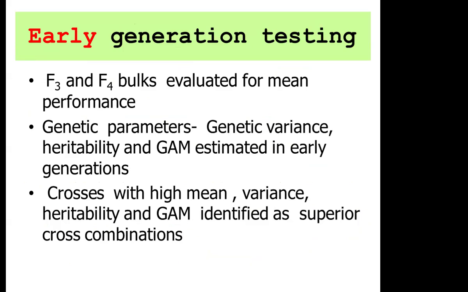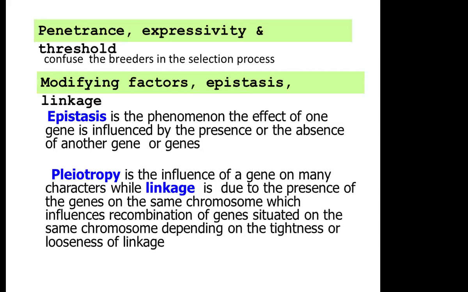Next slide. Next slide. And these are some of the genetic phenomena which confuse the breeders: penetrance, expressivity and threshold. These confuse the breeders in the selection process. Penetrance, first of all, is whether the character is expressed or not; expressivity is the level of expression. And for some characters there will be thresholds also. And modifying factors, epistasis, linkage, they interfere with our selection process. I know these are known things.